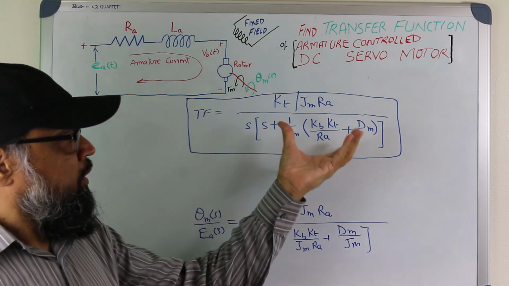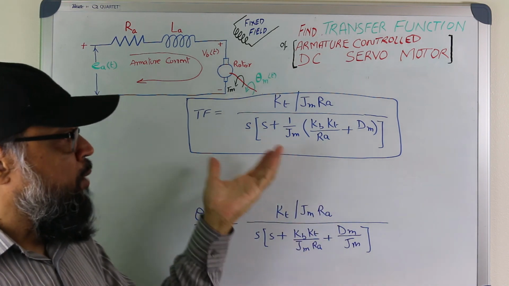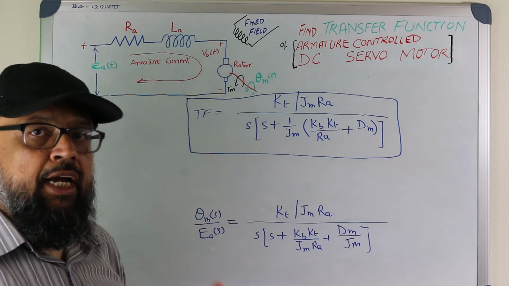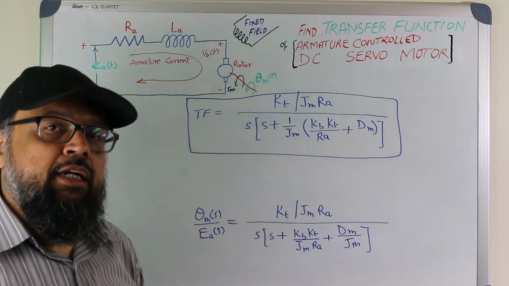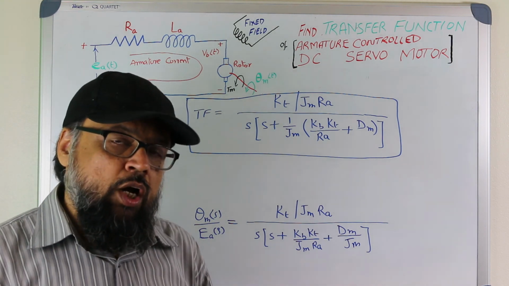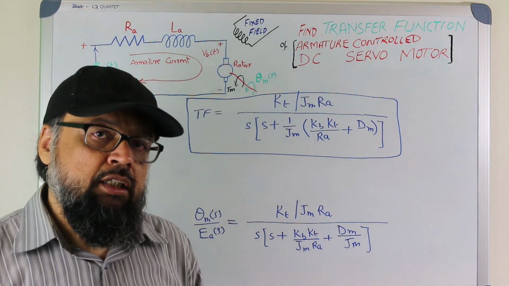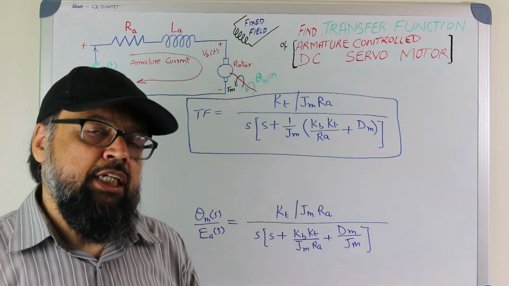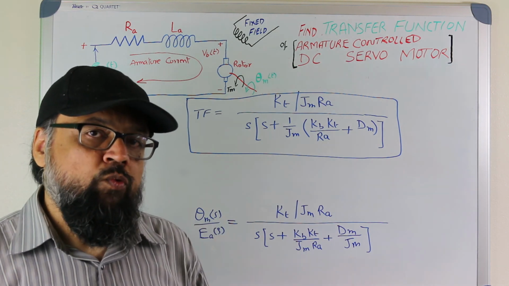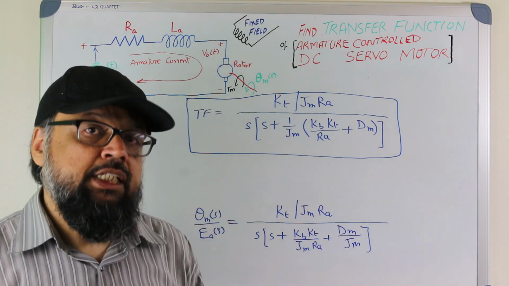Now this transfer function is in the form of some constants, and this we will find in our next video. So I hope that now you understand that there are only 4 critical steps if you want to find the transfer function of a DC servo motor.